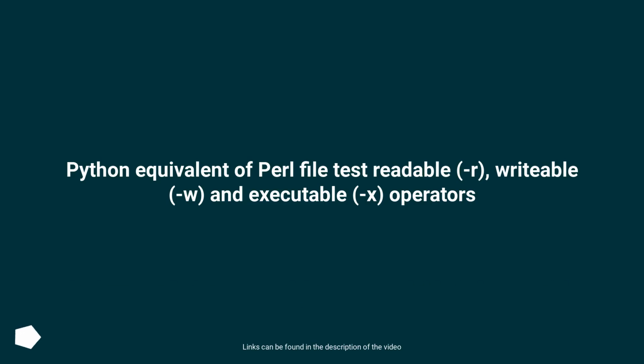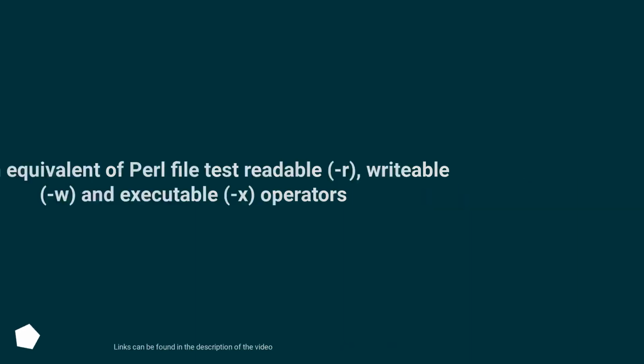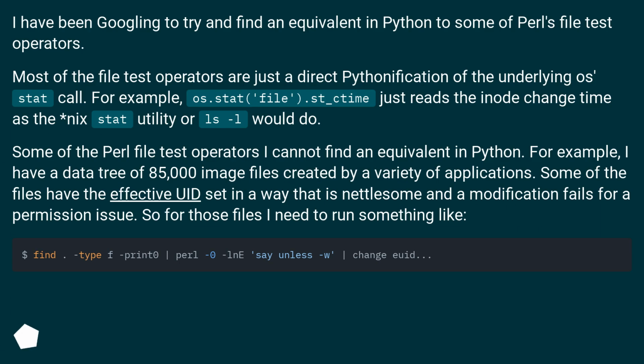Python equivalent of Perl file test readable (-r), writeable (-w), and executable (-x) operators. I have been Googling to try and find an equivalent in Python to some of Perl's file test operators. Most of the file test operators are just a direct Pythonification of the underlying os.stat call.